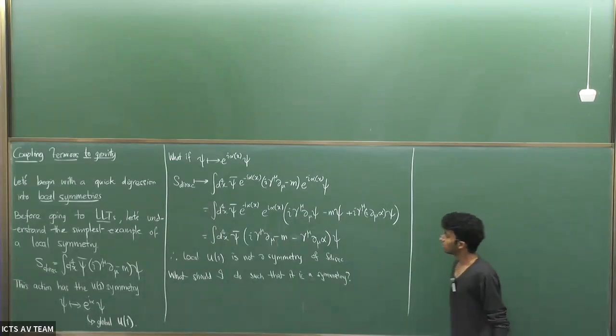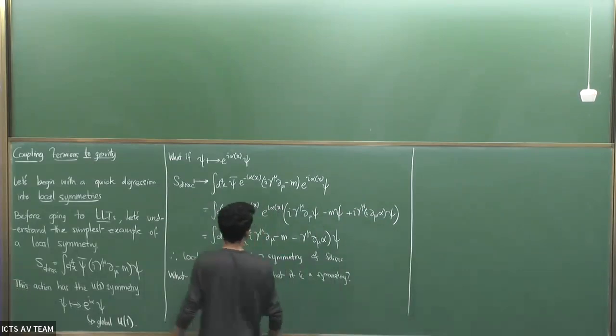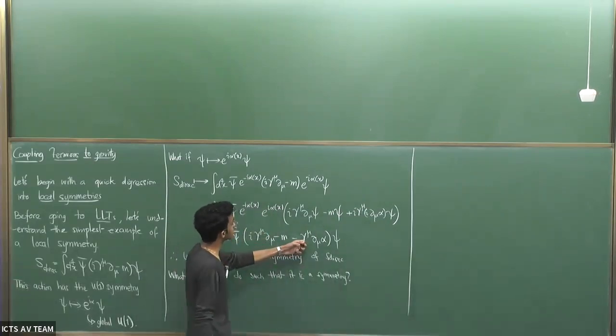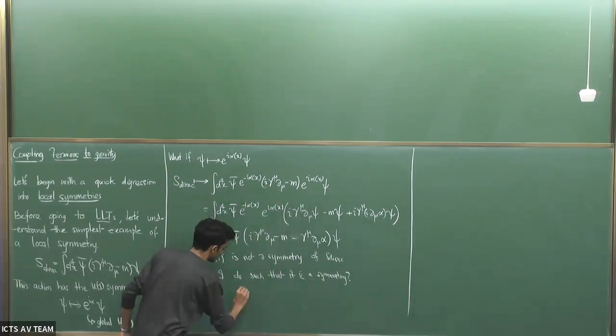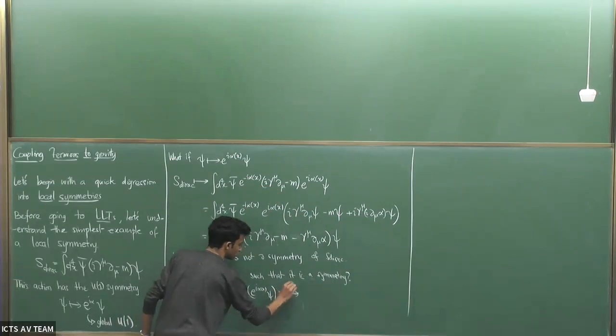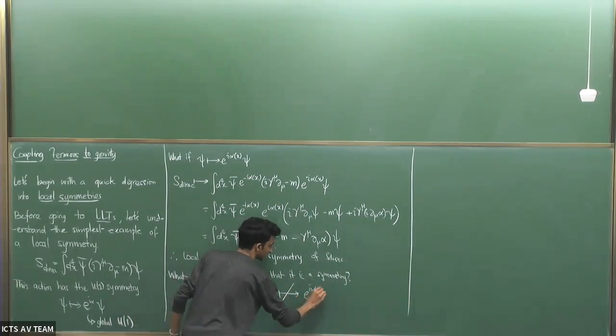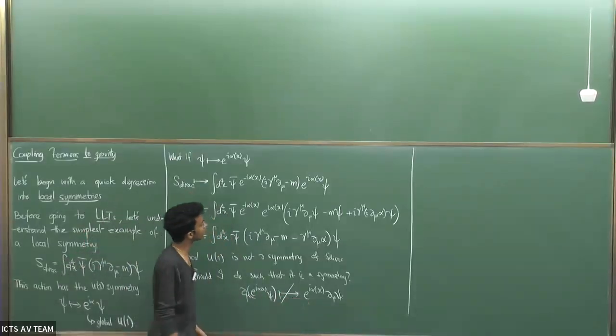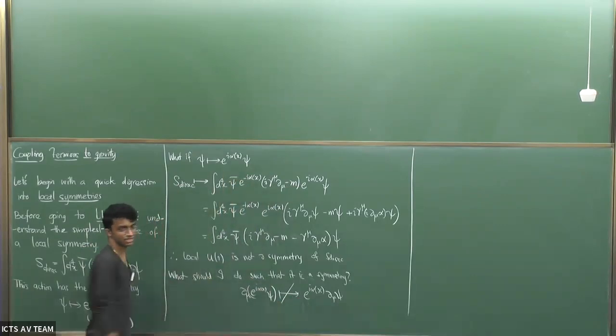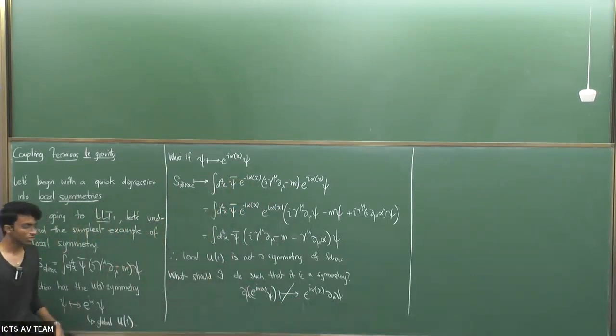To do that, notice that why did this extra term come? It's because this del mu acted on e to the I alpha and gave an additional term. Okay. So del mu acting on e to the I alpha of x psi did not go to e to the I alpha of x del mu of psi. That's the root of this problem, right? Because if this had happened, e to the I alpha will come here, cancel this e to the minus I alpha, it will be a symmetry.